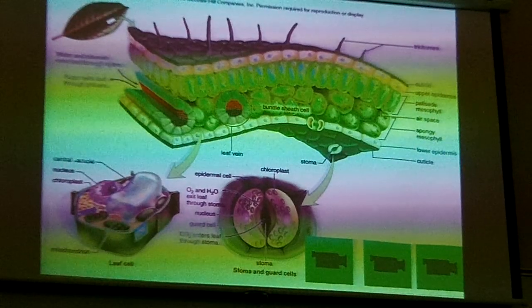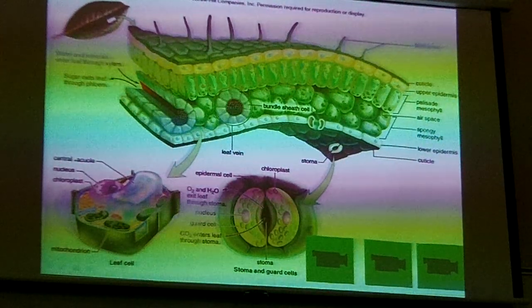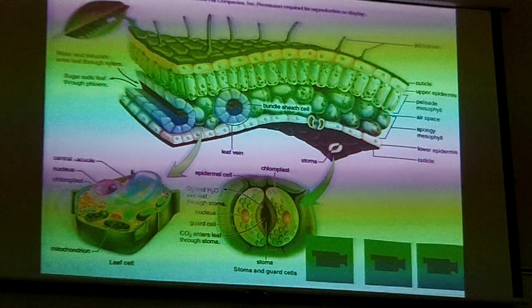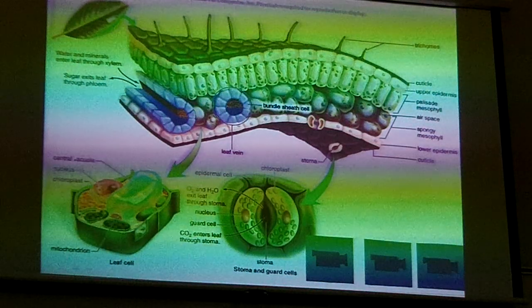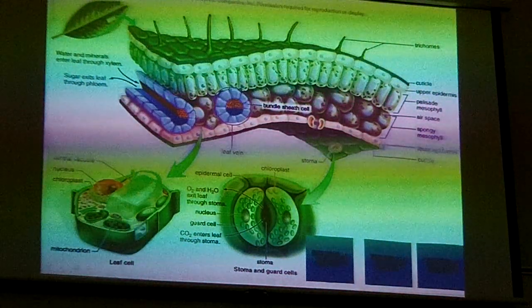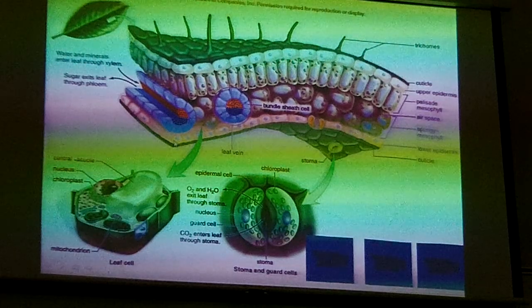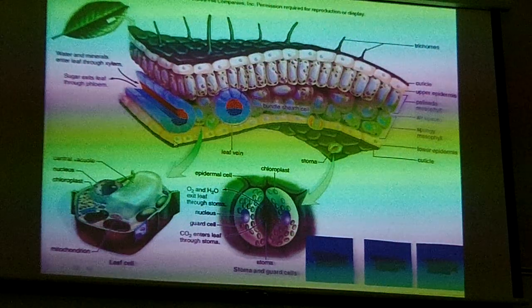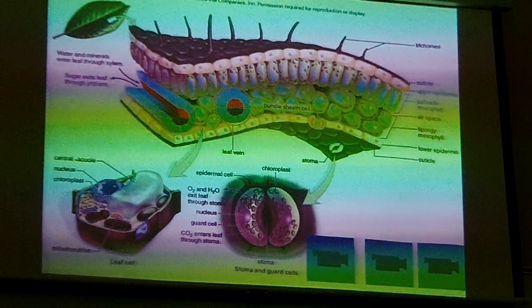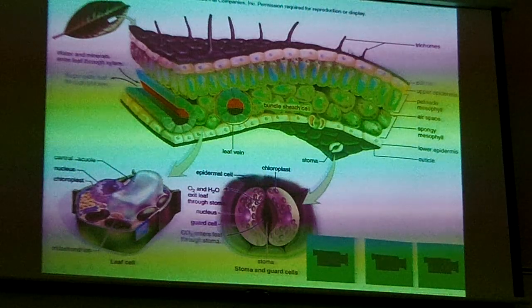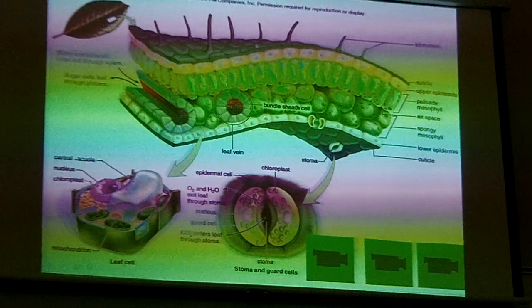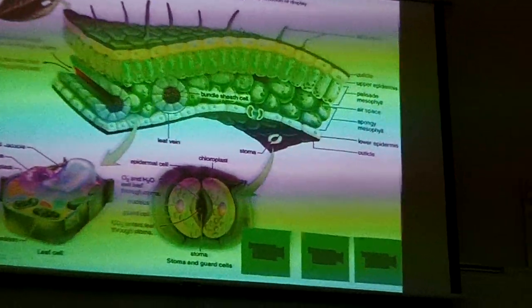Yes? Then what's the point of the epidermis? The epidermal layer is just a covering layer that's more protection. Sometimes you just need cells to take up space to guide structure. What are the trichomes? The trichomes are little hairs. Often leaves have hairs to keep insects off and things like that.